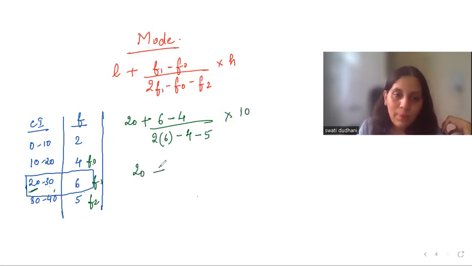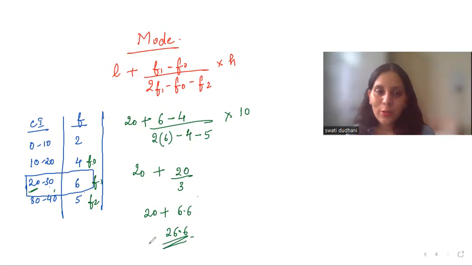So 20 plus (6 minus 4), that is 2, by (6 into 2), 12, minus 4 minus 5, that is 12 minus 9, is 3. 2 into 10 is 20. So here we get 20 plus 6.6, which is 26.6. So I hope this is clear. Very easy. Mode is very easy.